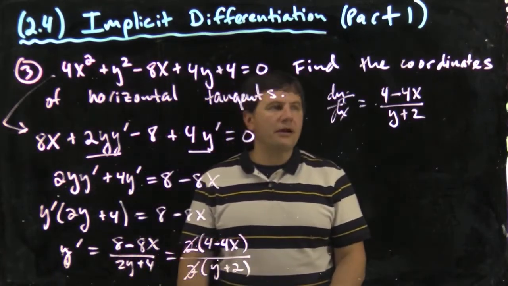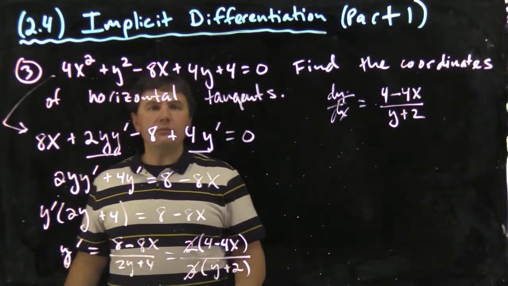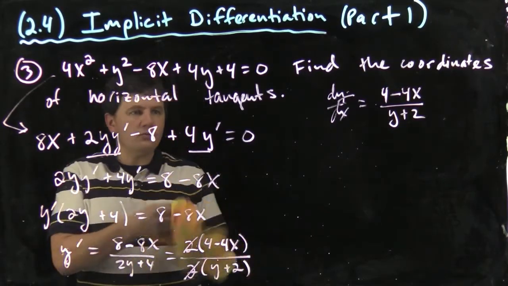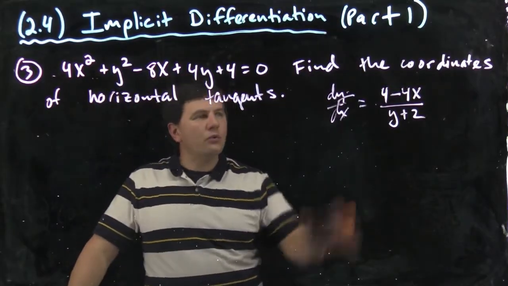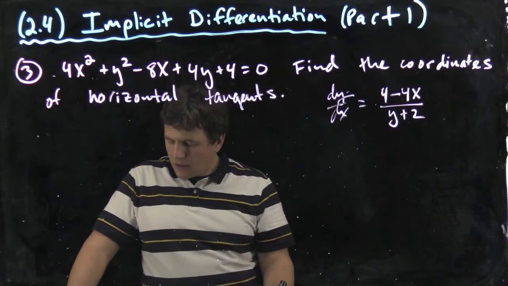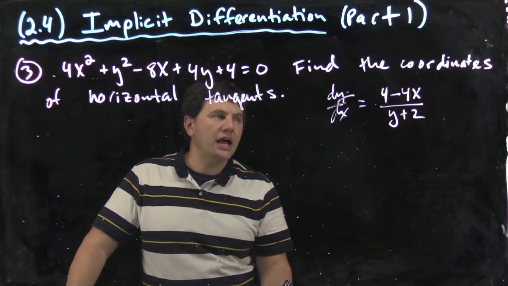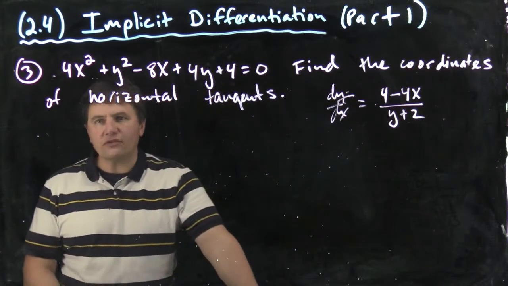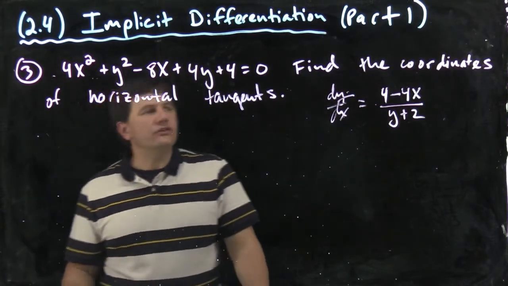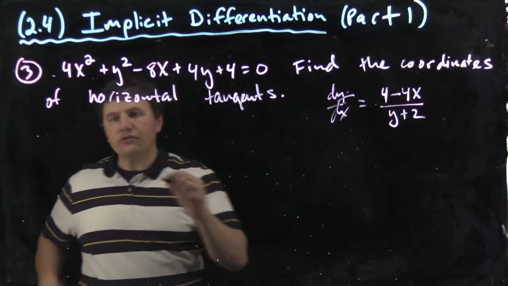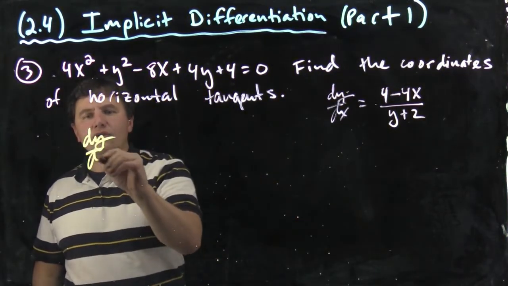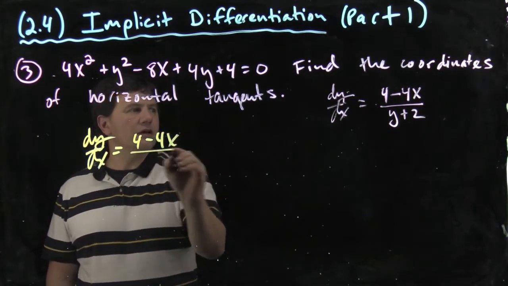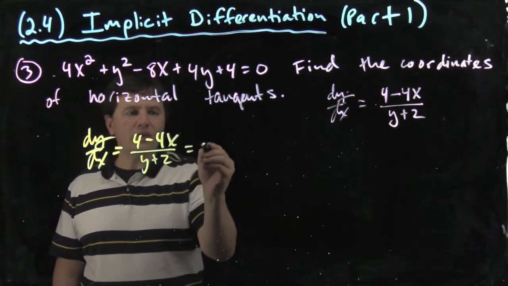Okay, so let's talk about finding horizontals now. So since we already did the work here, let's erase this, and I'm going to get myself a new marker. Okay, so now we want to find when we have horizontal tangents, what coordinates. So keep in mind, a horizontal tangent means my slope is 0, so my derivative is 0. So I want to know when dy over dx is equal to 4 minus 4x over y plus 2. I want to know when that's equal to 0.